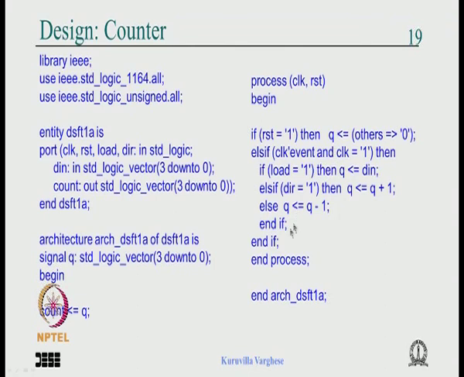Okay. So this end if represents the combinational circuit with a kind of priority, and this end if represents the memory, because there is no else. And end process, end the architecture. So that is very simple, and that is how you should write the code. Very straightforward, there is nothing to worry about.